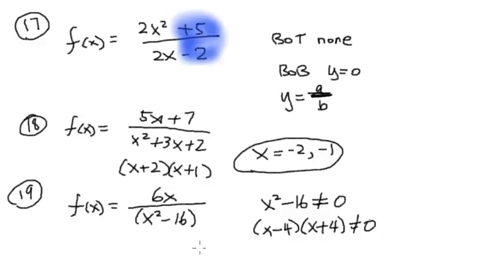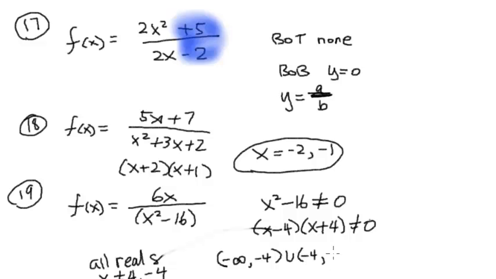That cannot be 0. So your domain is all real numbers, all reals, except for x cannot equal 4 and -4. Or you can say from -infinity to -4, jump over the -4, go to +4, jump over the +4, and continue going on to infinity.